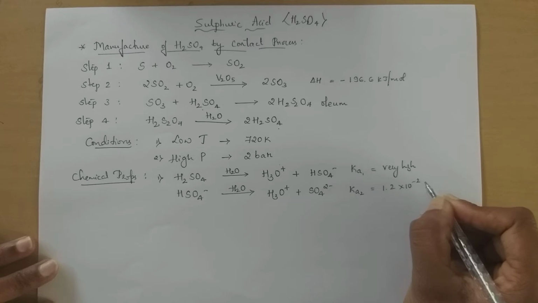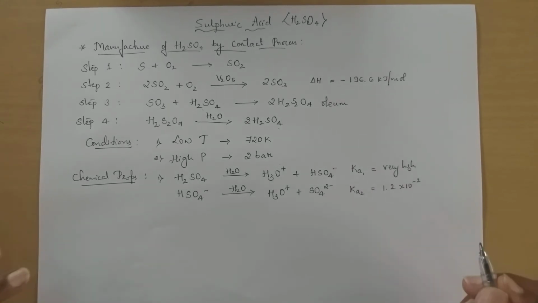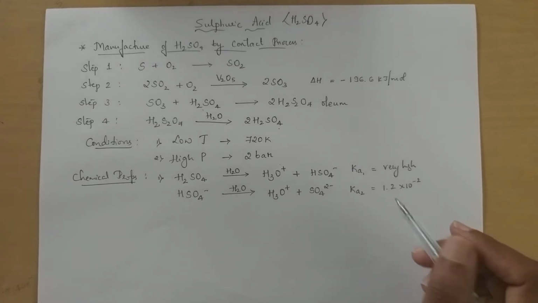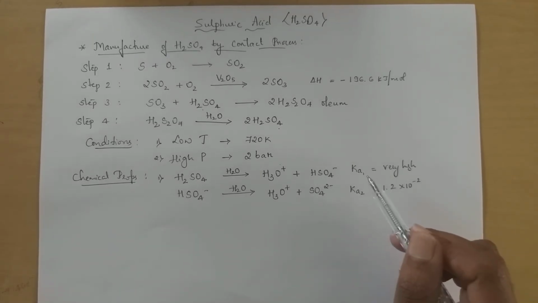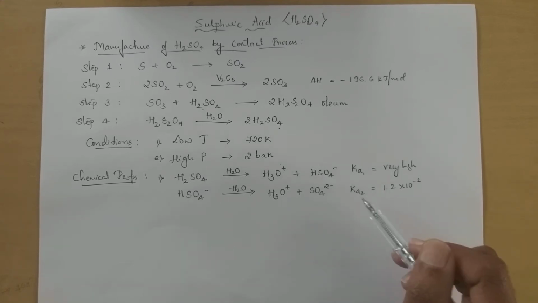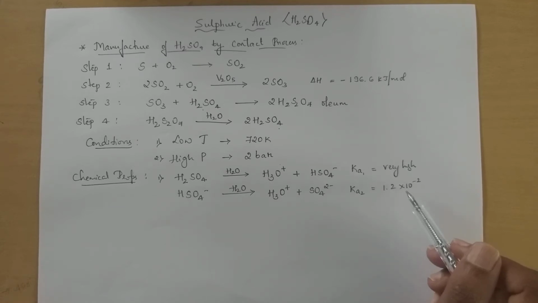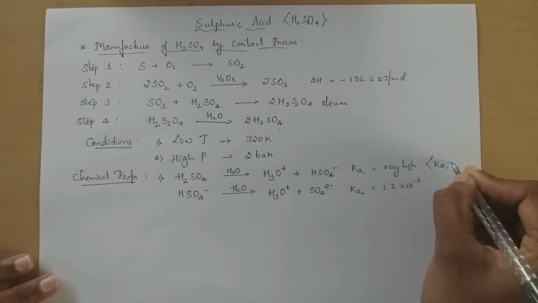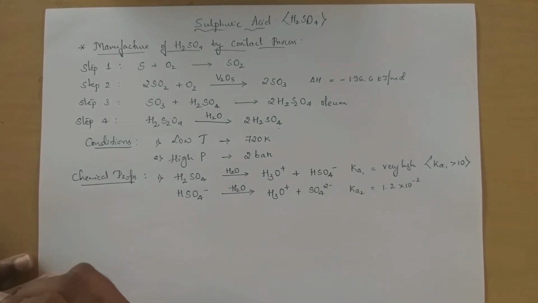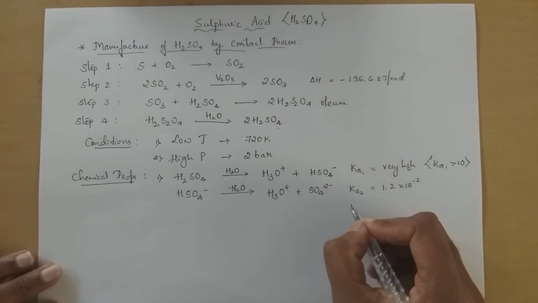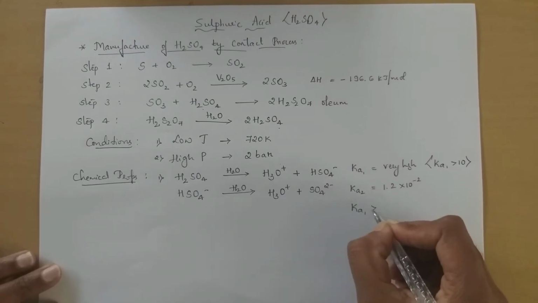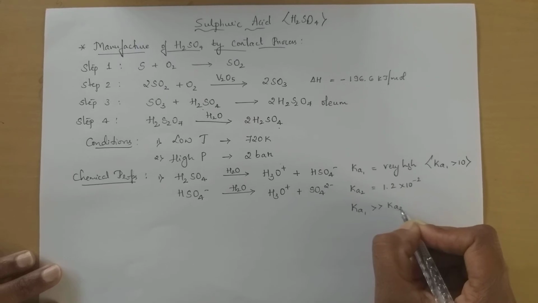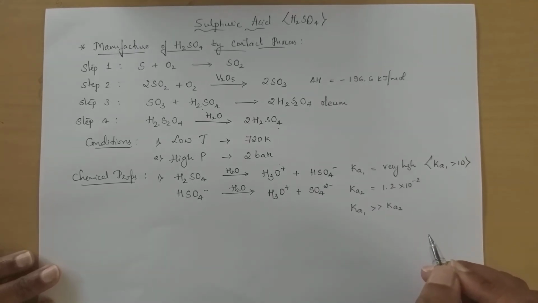In the last class you learnt about the chapter equilibrium, right? Under that you have the dissociation constant, which is represented by Ka. Here Ka1 is very high, and Ka2 is 1.2 into 10 to the power minus 2. Almost, Ka1 is greater than 10. So Ka1 is much greater than Ka2.